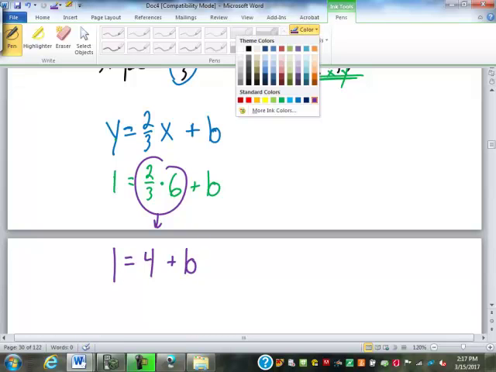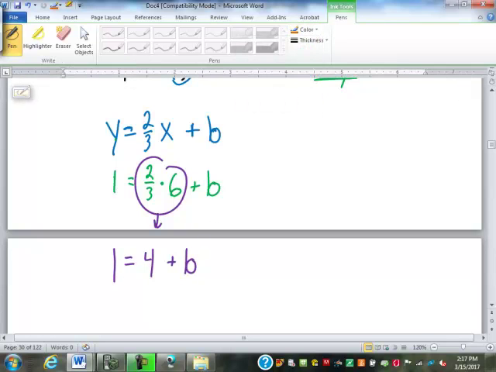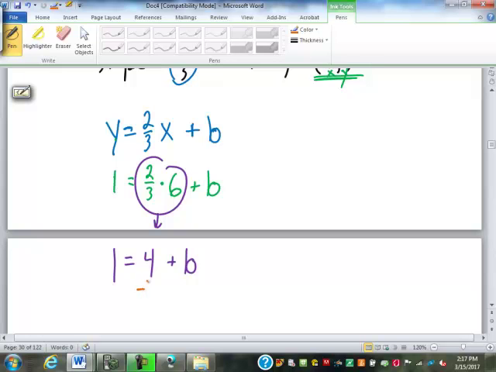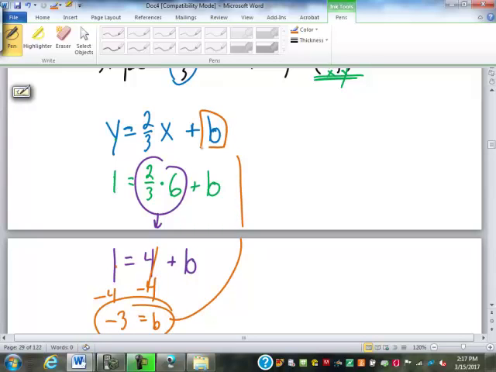And now to solve for b, the last thing we need to do is subtract. It's 4 plus b, so we got to subtract the 4. 1 minus 4 is -3 equals b. So if b is -3, we come up here and replace this b with -3. So that equation becomes y equals 2/3 x, and -3 is the y-intercept, so minus 3 is what that equation becomes.